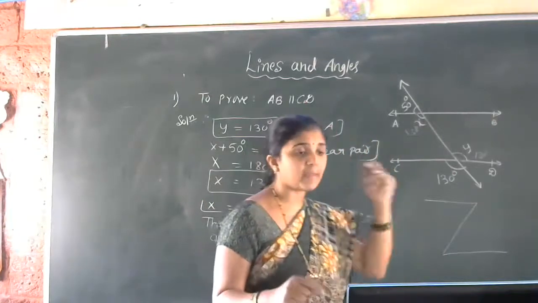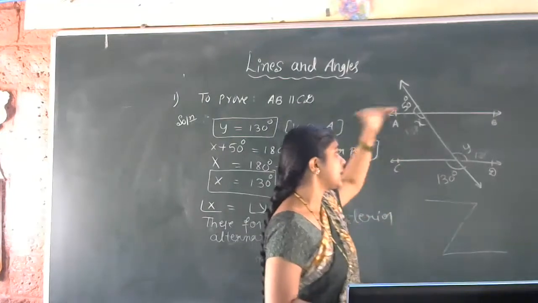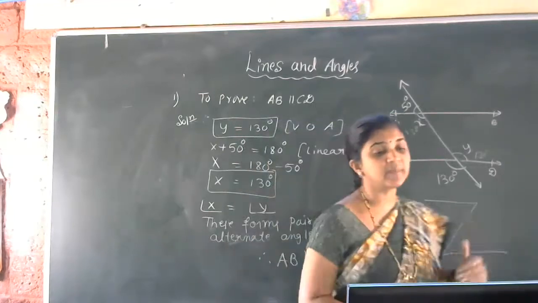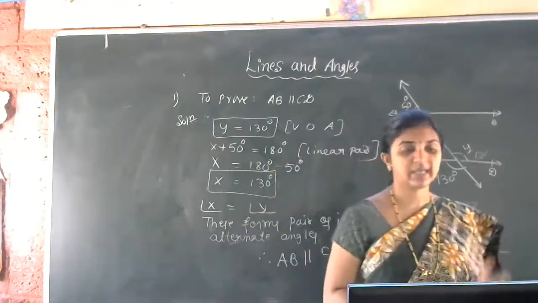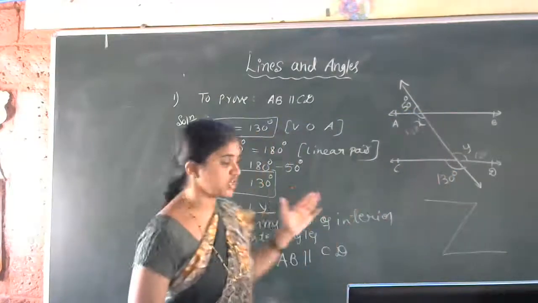Z-shape angles are equal only when the lines are parallel. So AB is parallel to CD. Is that clear, students? This is about the first question explanation. So is that clear? Yes, this is about the first question explanation.